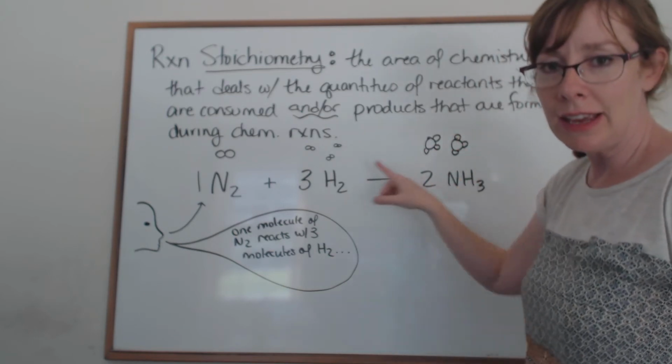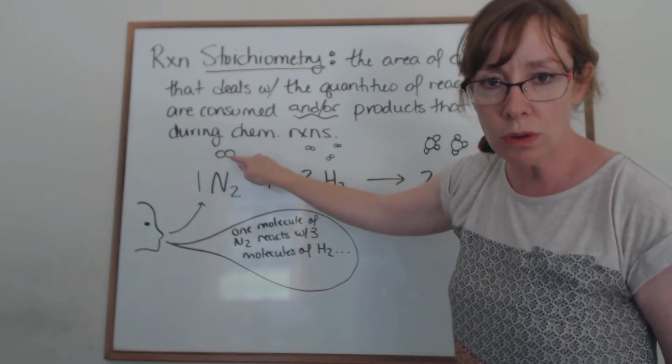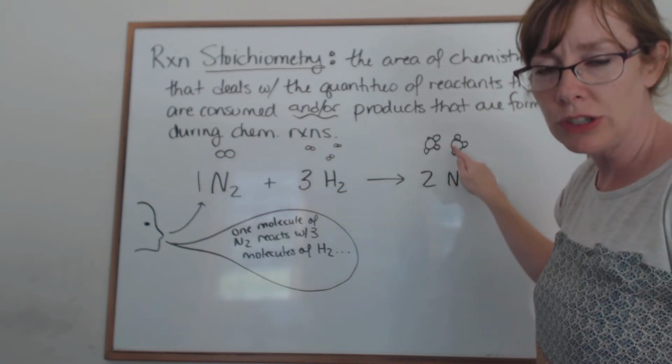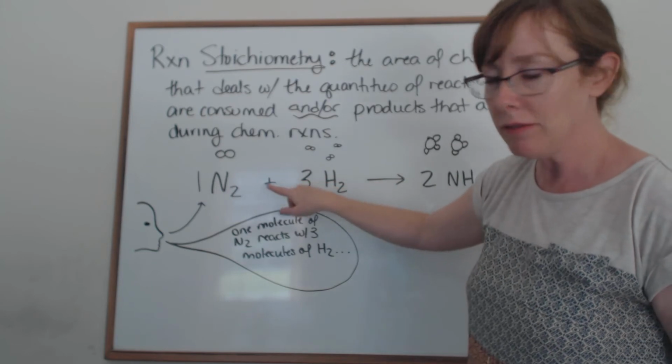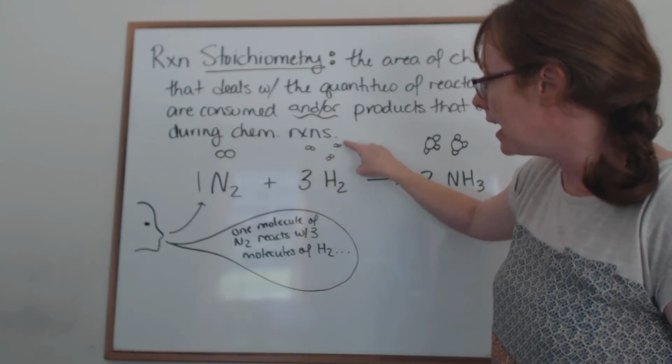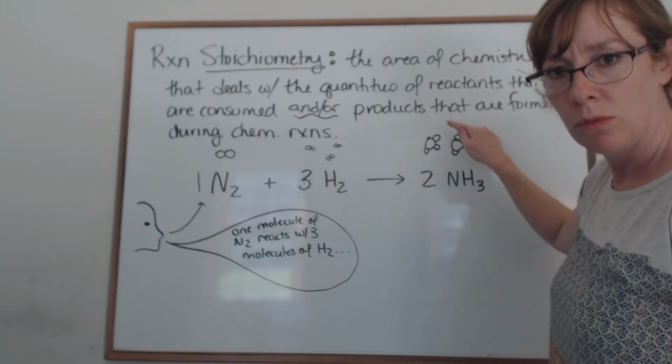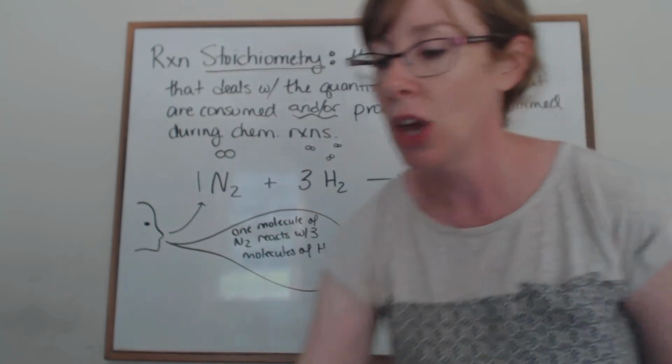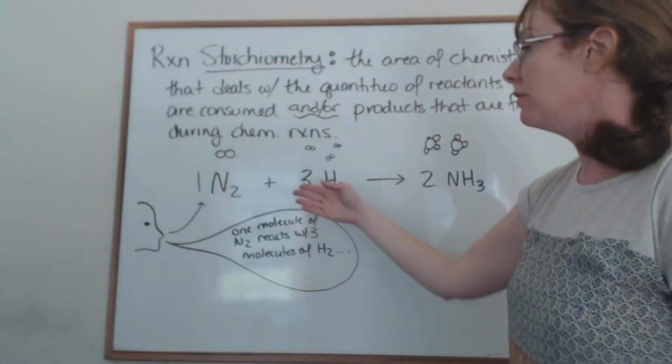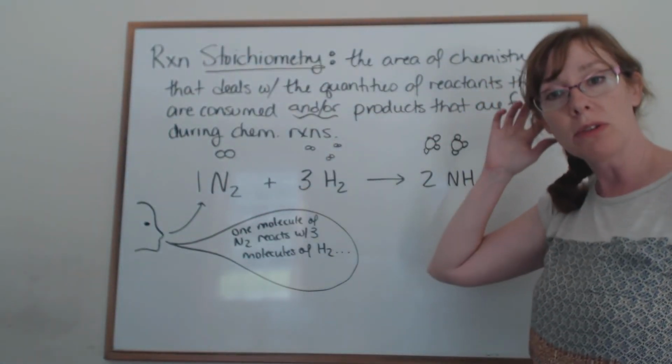Okay, you can kind of see I still have 2 of the larger atoms. That represents nitrogen. And I have 6 hydrogen atoms. They're just combined with new things. That's what a chemical reaction really is. You just combine the atoms with new partners and you make new chemical species.